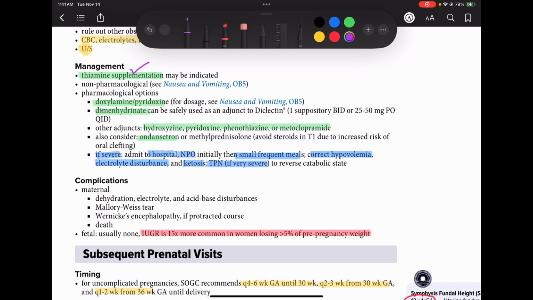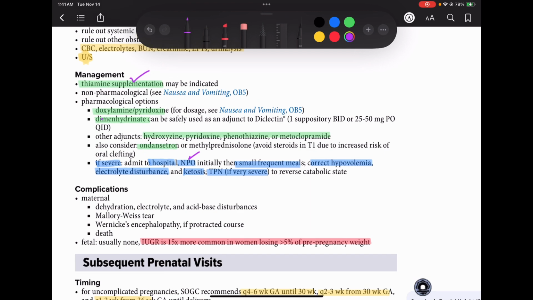And if severe, you have to admit them to hospital so that they are NPO. They can take small frequent meals initially, but you have to correct the hypovolemia, electrolyte disturbance, and ketosis. You can also give them TPN if it is very severe.